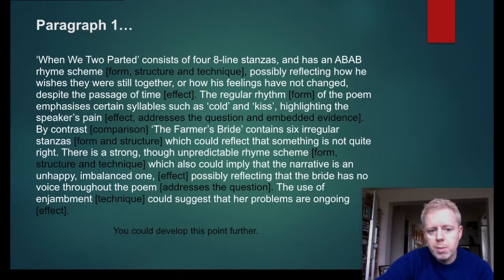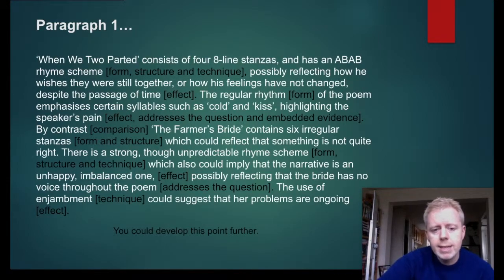When We Two Parted consists of 4 8-line stanzas and has an A-B rhyme scheme, possibly reflecting how he wishes they were still together. So there's your method and there's your meaning. Or how his feelings have not changed. There's an alternative interpretation, so multiple interpretations.